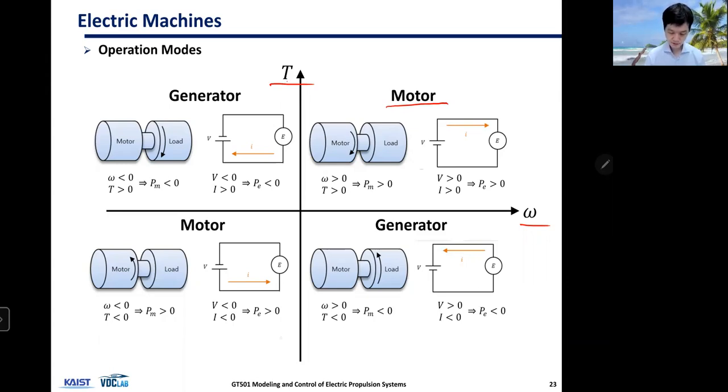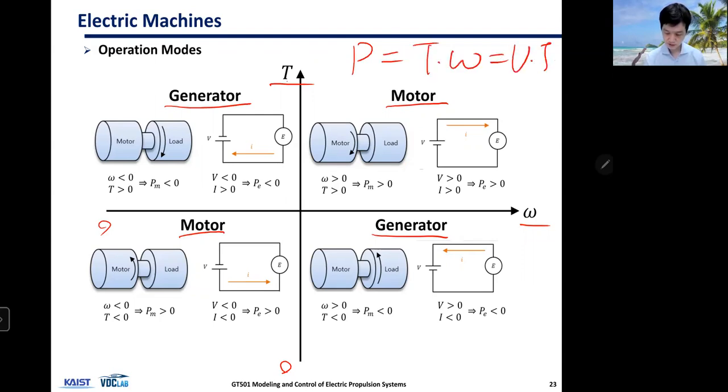And for negative torque and negative speed, it's also motoring. But if speed is negative and torque is positive, then the motor is working as a generator. And if you have negative torque and positive speed, it's also a generator. And this has to do with torque and speed and voltage and current, assuming perfect 100% efficiency. Okay.